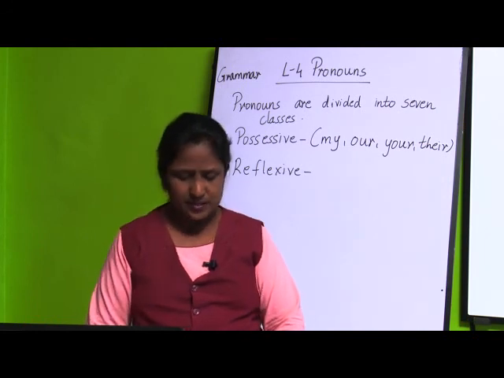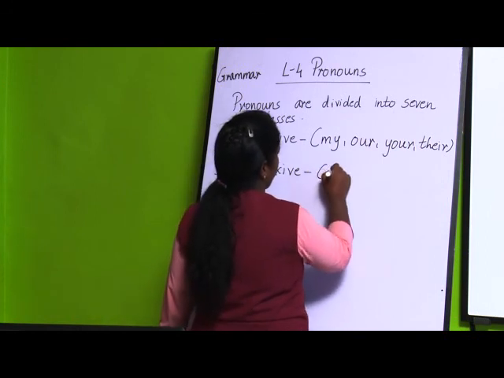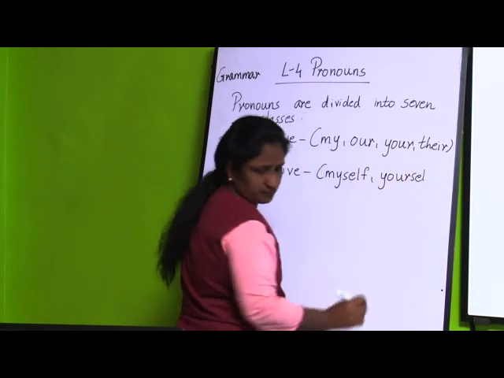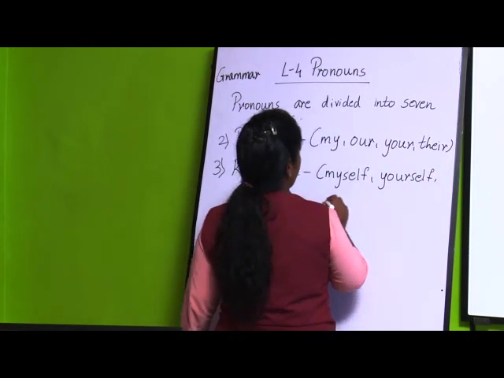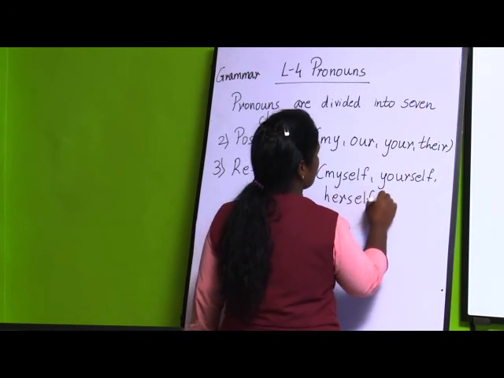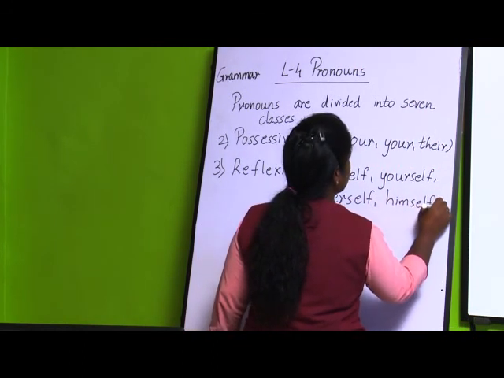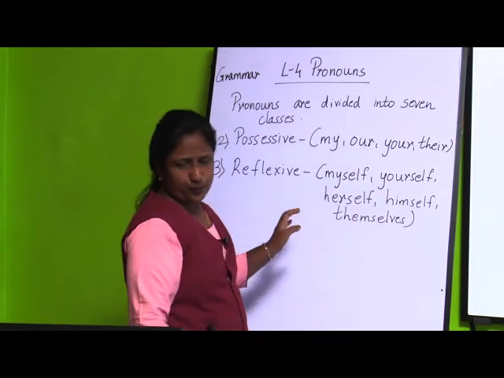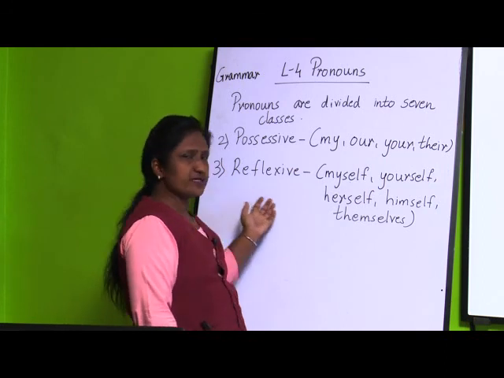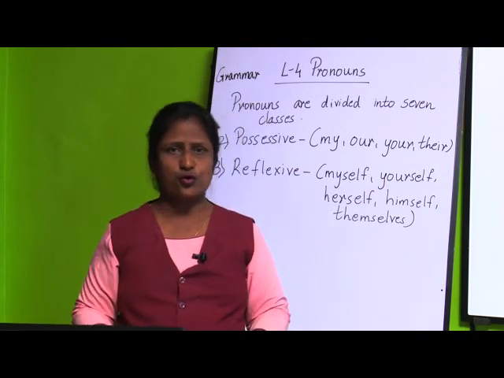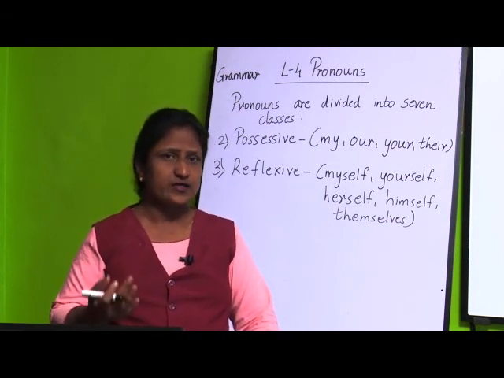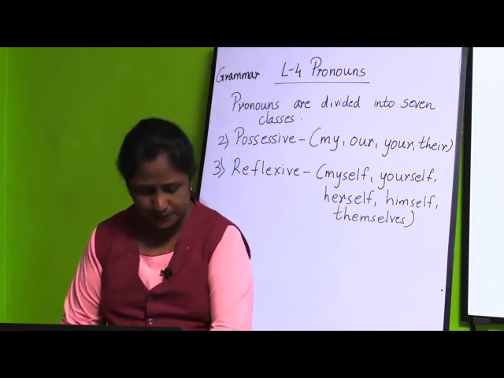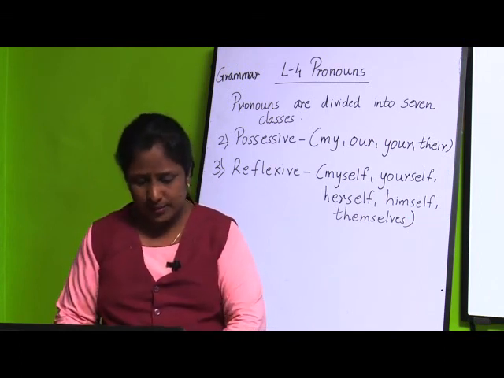That is called a reflexive pronoun. For examples, we can say myself, yourself, herself. These words we use: himself or themselves. These are the words which we use in reflexive pronouns. What is a reflexive pronoun? It is the reflection of the speaker: reflection of myself, reflection of herself, reflection of himself, or reflection of themselves. So this was the third type of pronoun.